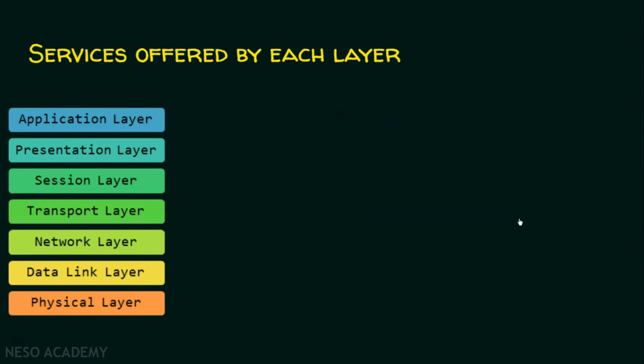We know very well that there are 7 layers in the OSI reference model: application layer, presentation layer, session layer, transport layer, network layer, data link layer, and physical layer. We will now see what are the services offered by each layer. Application layer. The services offered by the application layer are file transfer and access management, mail services, and directory services. We have other services also, but I have listed the primary services offered by the application layer.